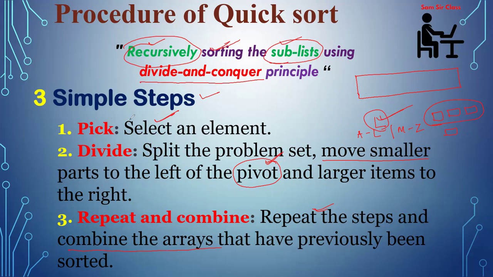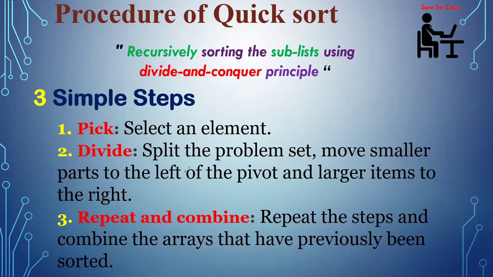Okay, so we can definitely understand it easily by using three simple steps. One, you are selecting the element. Second, you are dividing the elements into smaller units, and finally you are repeating and combining everything. Okay, but this is completely theoretical, the principle behind the procedure for quick sort. Okay, so let us understand through an example.